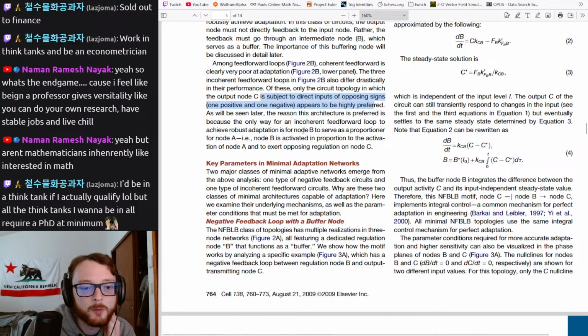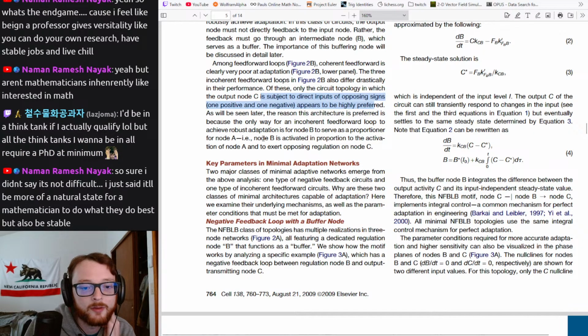Node B serves as a proportioner for node A. Node B is activated in proportion to the activation of node A and exerts opposing regulation on node C.